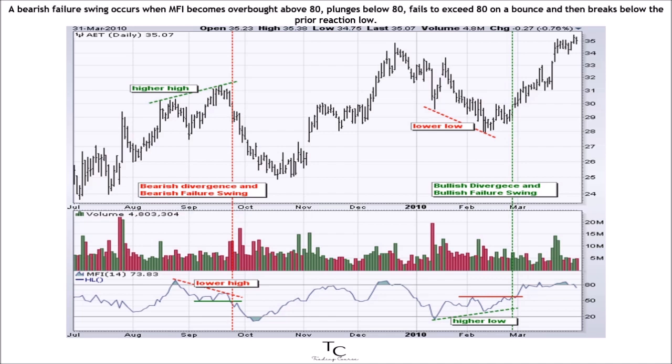A bearish failure swing occurs when MFI becomes overbought above 80, plunges below 80, fails to exceed 80 on a bounce and then breaks below the prior reaction low. A bearish divergence forms when the stock forges a higher high and the indicator forms a lower high, which indicates deteriorating money flow or momentum.